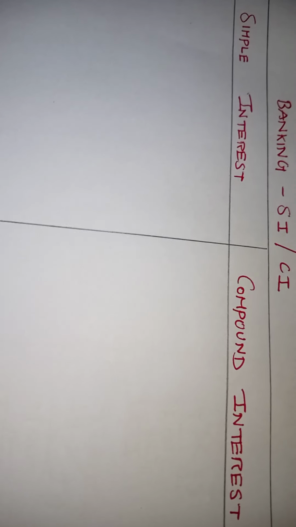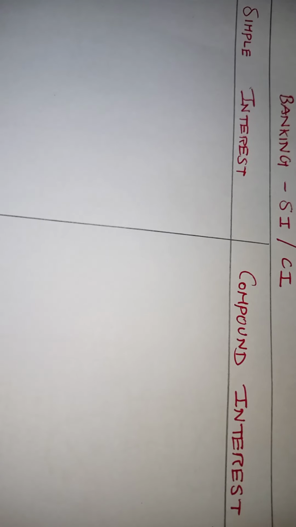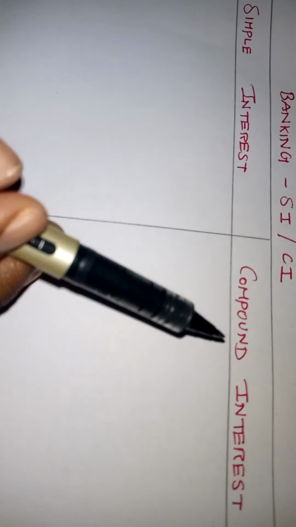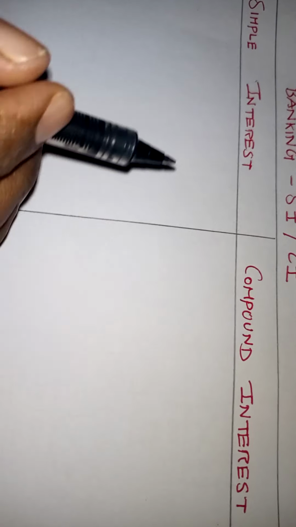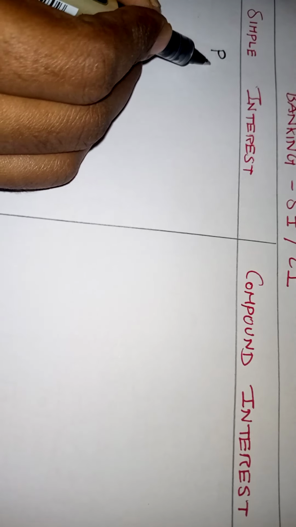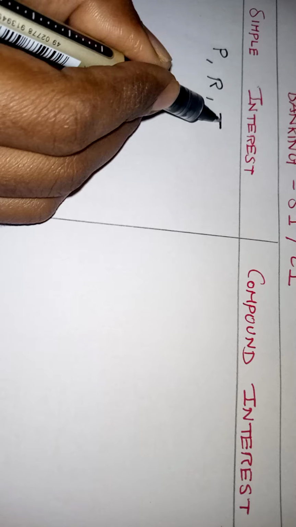Hello students, today I am going to explain to you about banking. It's all about your SI and CI. SI means simple interest and CI means compound interest. Before going to the chapter, you must know what is meant by P, what is meant by R, and what is meant by T.